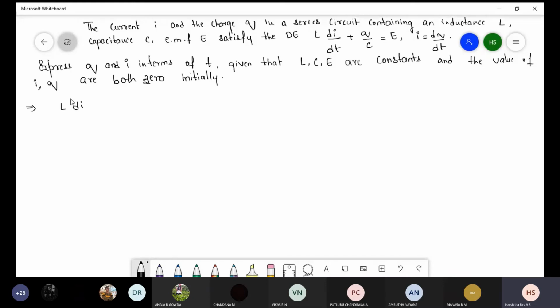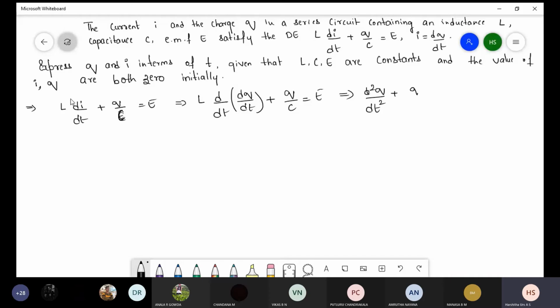First I will write this equation as it is, what they have given in the question. Then we will make a change. So first thing what they have given, I is equal to dq by dt. So I write here L into d by dt, in the place of I we write dq by dt, plus Q by C is equal to E. Next, divide throughout by L. So d square Q divided by dt square plus Q divided by L into C is equal to E by L.